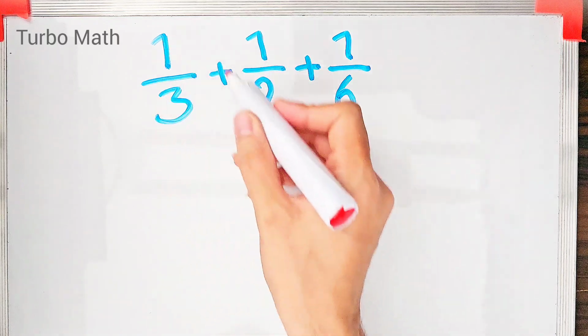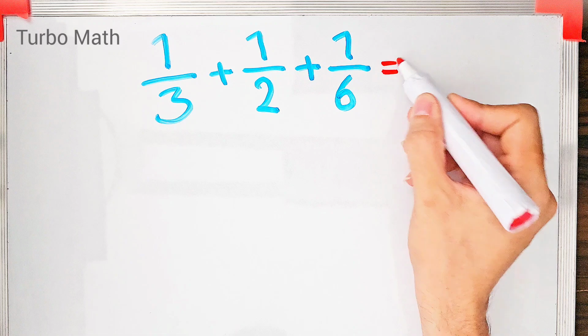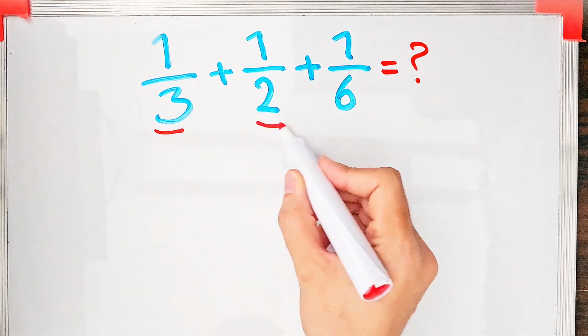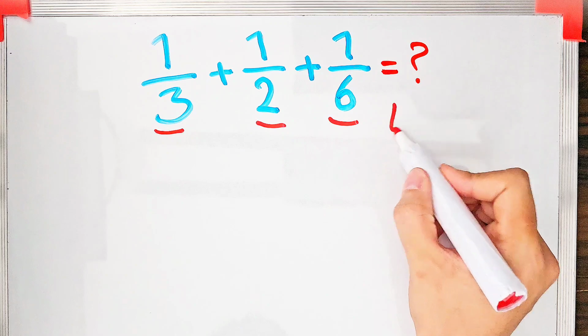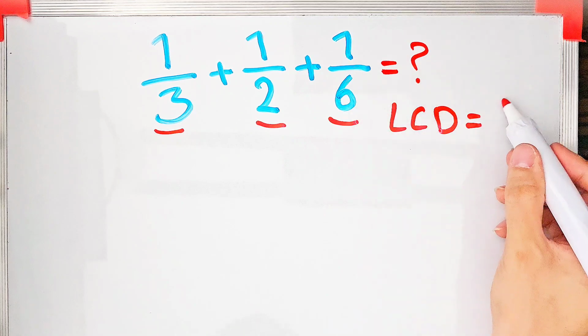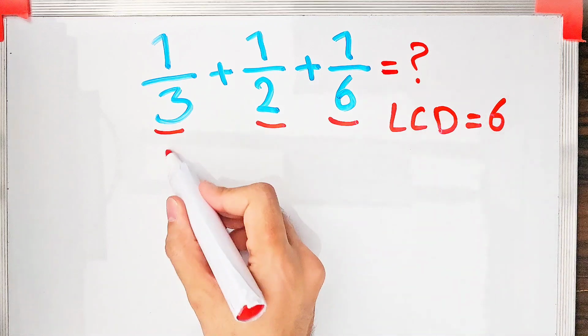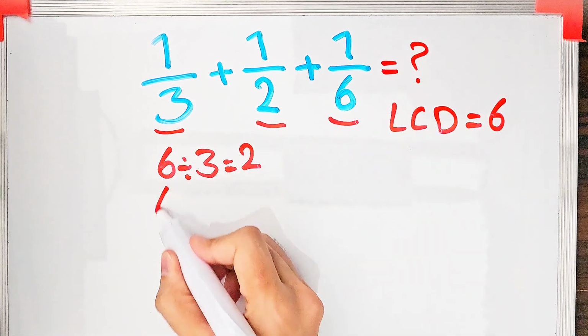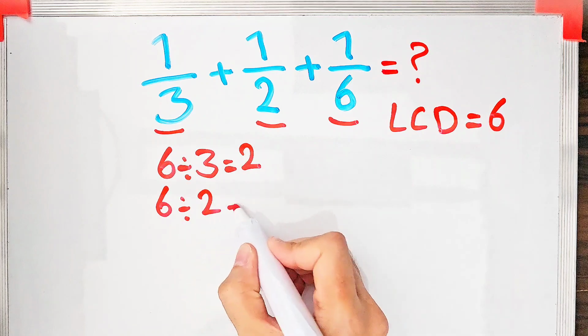Can you solve this question? We need a common denominator to add these fractions. The common denominator of these fractions, or the LCD, is 6. But why is 6 the common denominator of these fractions? Because 6 is a multiple of 3, 2, and 6.